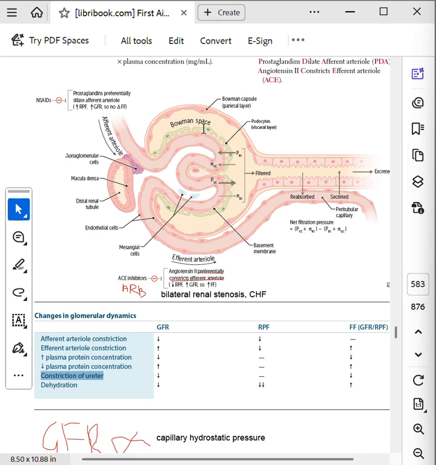Back pressure will happen in the Bowman space. If in the Bowman space the back pressure is happening, what will happen? Filtration will be opposed. So there will be less filtration. Why will there be less filtration? Because the filtration is not happening. GFR is going to fall. Glomerular filtration rate is going to fall. This usually happens in post-renal acute kidney injuries. And in post-renal acute kidney injuries, you will find that the fractional excretion of sodium is always more than 2%. We will see that on the next page.